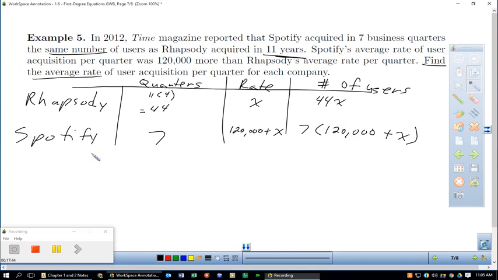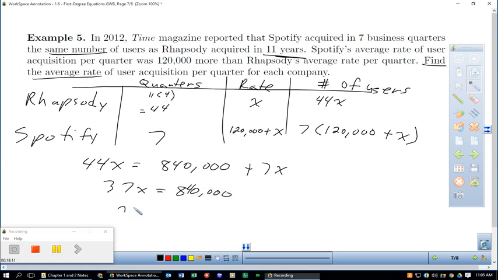And we want to know when they are the same. So 44x equals, and let's see, that's going to be 840,000 plus 7x. All right, so if we rearrange, we should get 37x equals 840,000. Or x is approximately 22,703, and that's Rhapsody users per quarter.